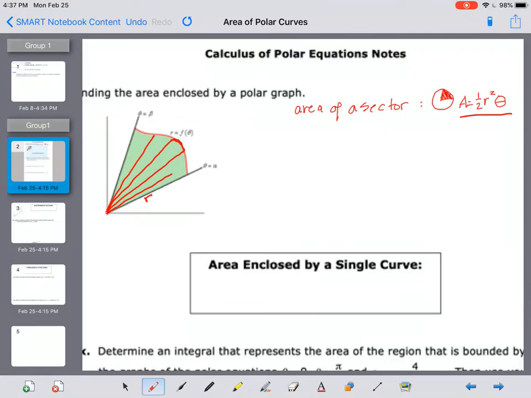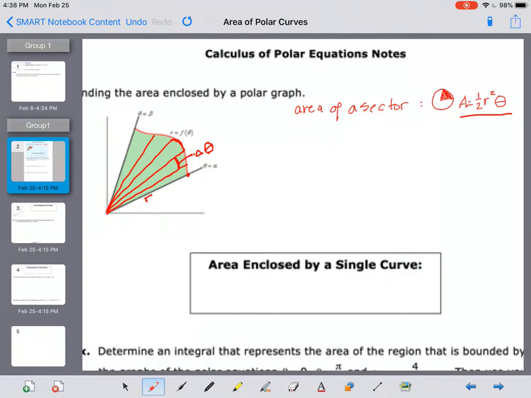Sorry, getting an eraser. From there to there. Okay, that would be our r. And if we look at this value in between, the measurement in here, we can look at that as our change in theta.